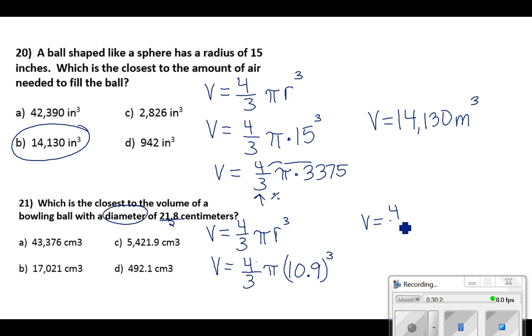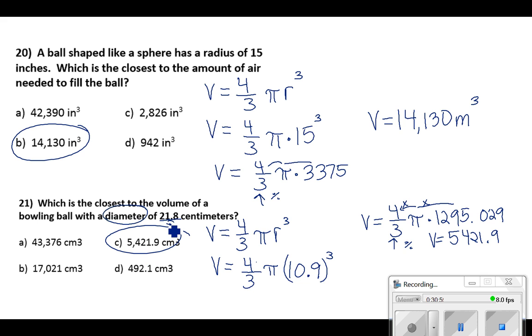And when we do that, we can bring everything down. And then all we have to do is multiply and divide to get the rest of the answer. So with this number still in your calculator, you should multiply it times pi, multiply that times 4, and divide it by 3. And when you have that, you will get an approximate answer of 5,421.9. And if you look at your answer choices, that would be choice C.